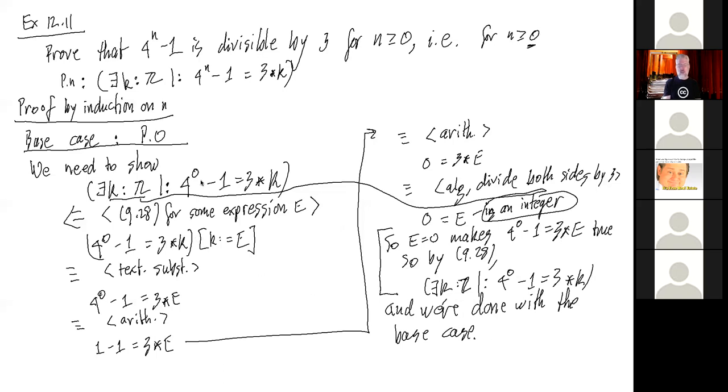So strategically, use 9.28, get the expression in, use algebra to solve for the expression, and check that it's got the right form and type. If it does, then you're done with the base case. Does that make sense? Do people have questions about that? Okie dokie. We are going to move on to the induction step.